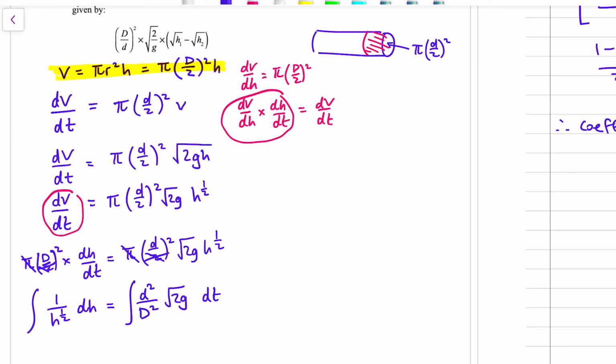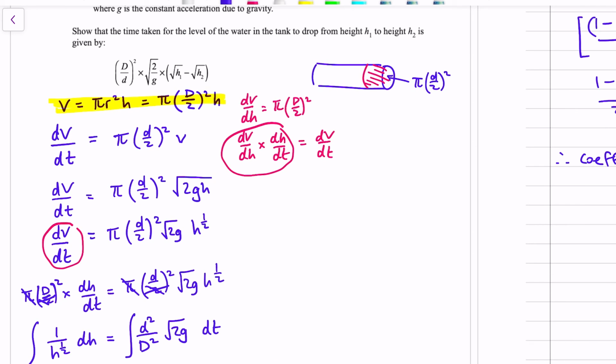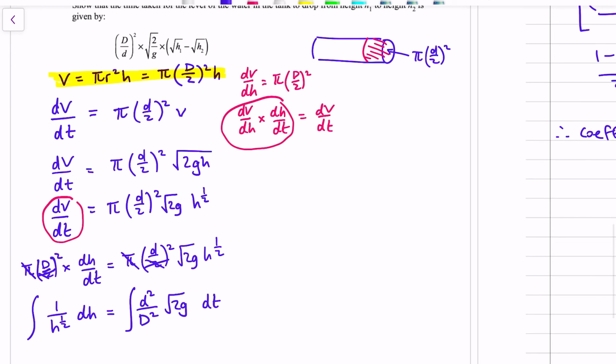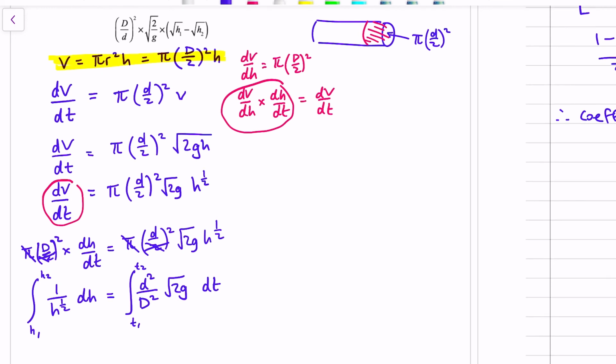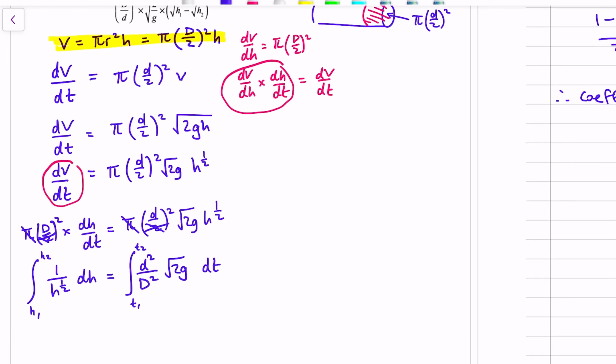Now the question is saying, show the time taken for the level of the water to drop from H1 to H2. So if I replace that with H1 and H2, and that with T1 and T2, we're going to get the change of time expression in there, and the change in height expression. So if I integrate, h to the minus a half integrates to h to the half divided by half, or 2. There. And then all of that's just one giant constant, so when I integrate it I get a t.